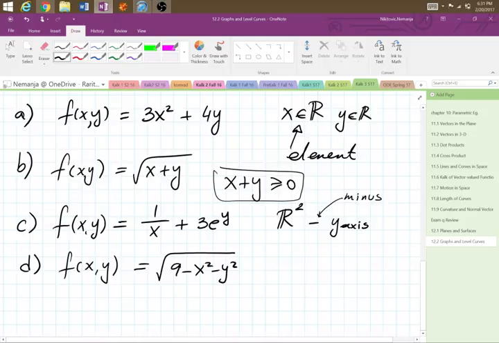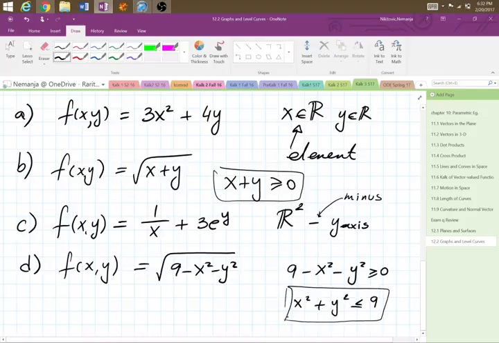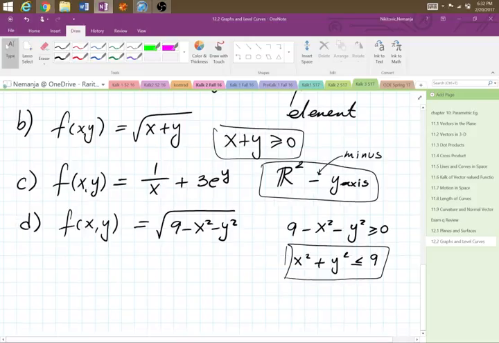So the first step is to write 9 minus x squared minus y squared needs to be larger than 0. Move x squared and y squared to the other side, so we have x squared plus y squared less than or equal to 9. So this is it. This is the answer right there. It's a circle and everything inside that circle.